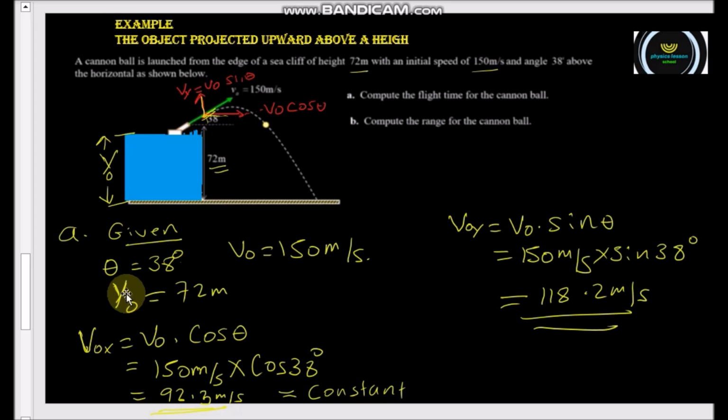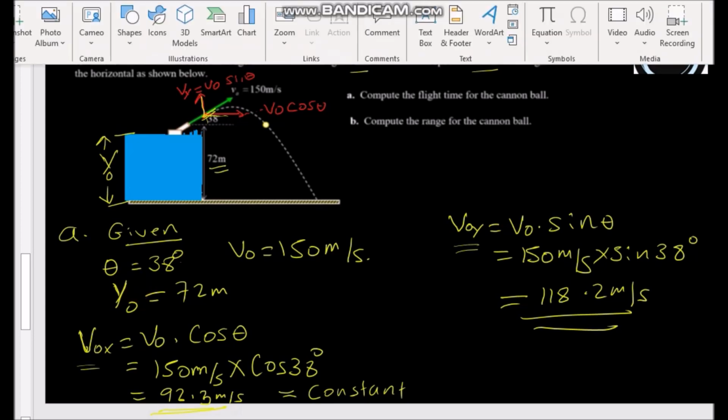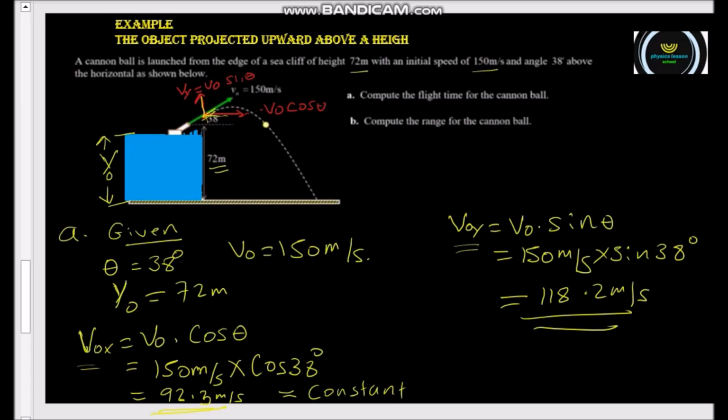So take out the given. Always when you do projectile motion, do it like this: take out all the given quantities and calculate v naught x and v naught y. It is very important. The next step, in the new slide, under A, you are required to compute the flight time for the cannonball.